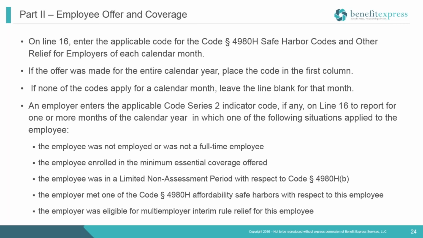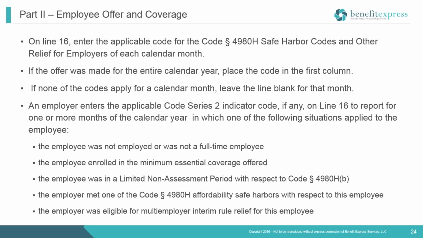Now, line 16, as I indicated before, reports a number of different events. Line 16, enter the applicable code, including the safe harbor codes and other relief that applies, for each calendar month. If the offer was made for the entire calendar year, you put the code in the first column. If none of the codes apply, leave it blank. And the employer enters the applicable Series 2 codes, if any, on line 16, to report one or more months of the following different events.